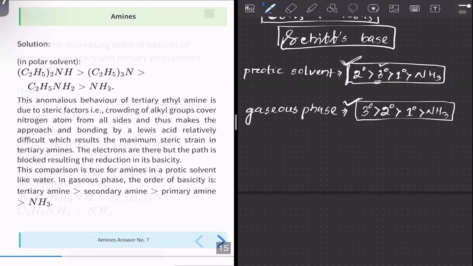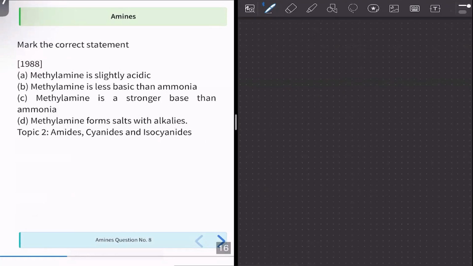Mark the correct statement. Methylamine is slightly acidic. Never. Methylamine is basic only. So option A is incorrect. Methylamine is less basic than ammonia. No. Methylamine is more basic than ammonia. We saw the order, and because of the inductive effect of CH3, there will be more electron density on the nitrogen atom. So methylamine will be more basic than ammonia.